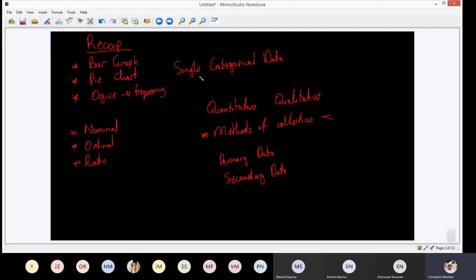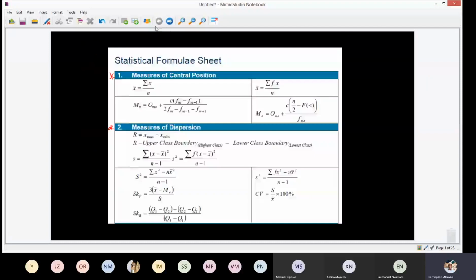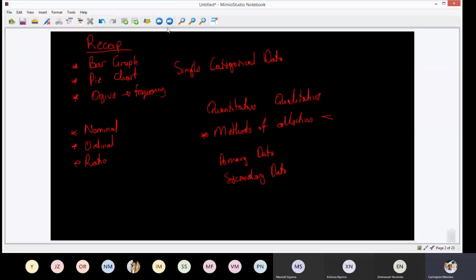In most of your exams, question 1 normally starts from these formulas: the measure of central position and the measure of dispersion. I'll just start from the known. Let's say we have these numbers.